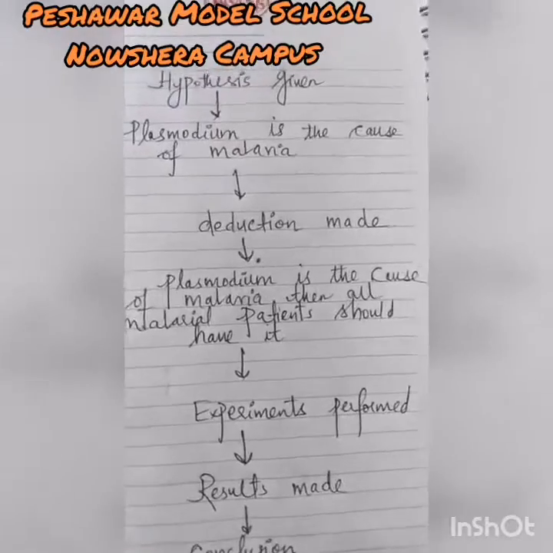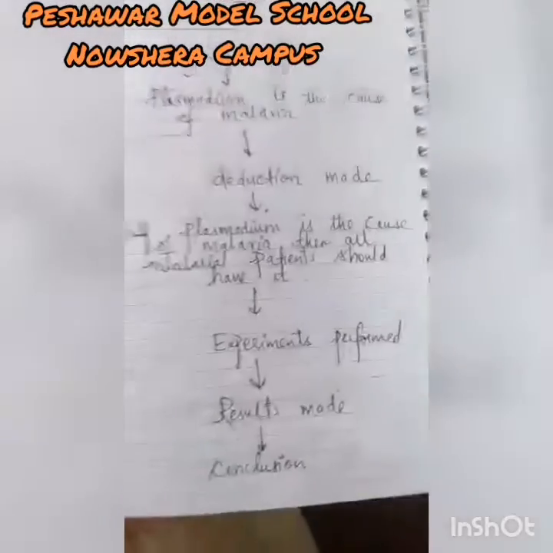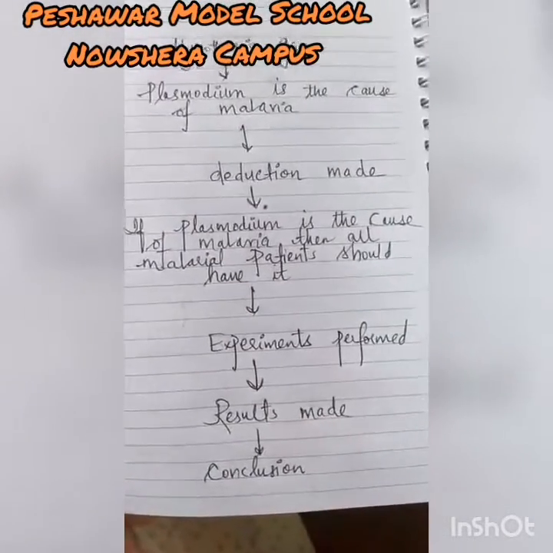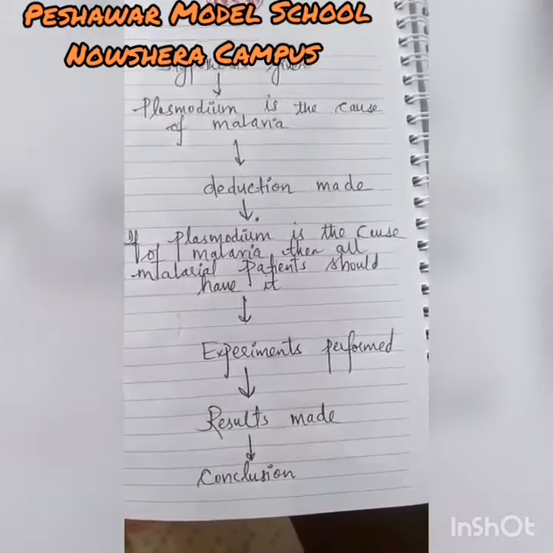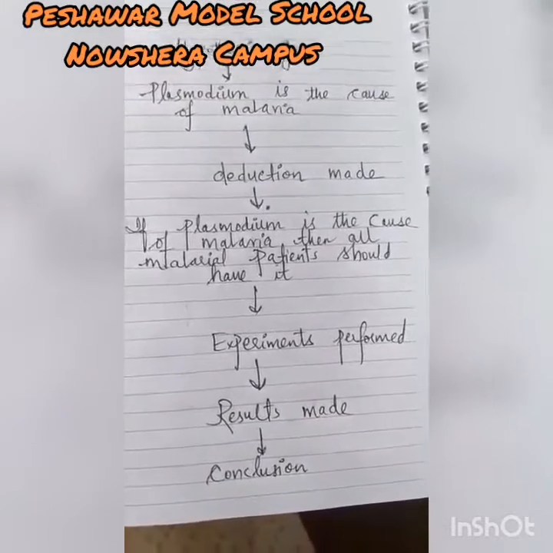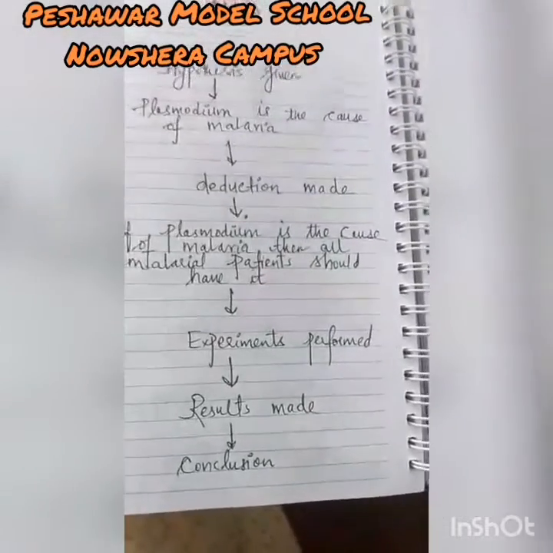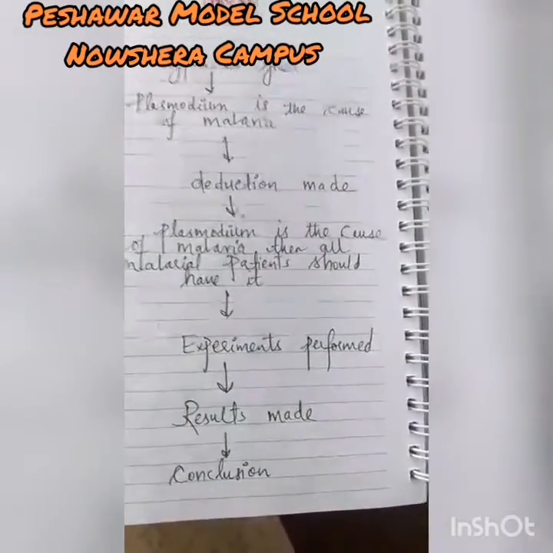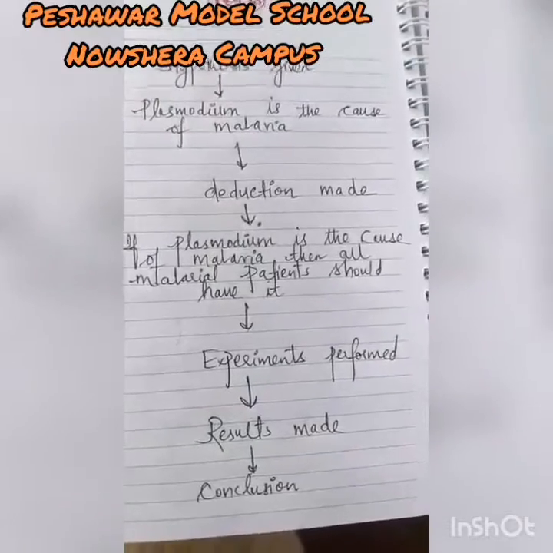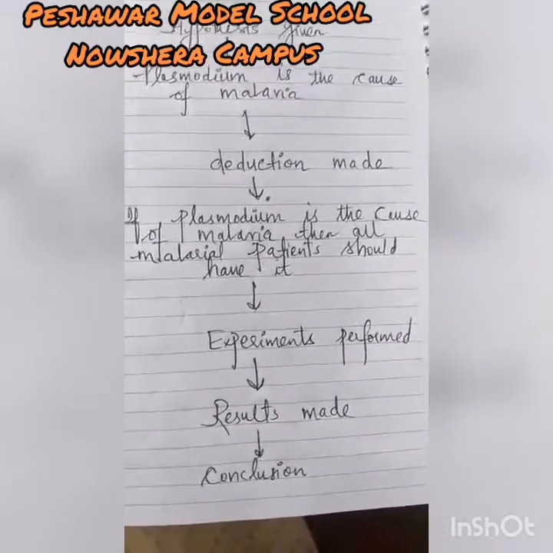Then deductions are made. What was the deduction? If plasmodium is the cause of malaria, then all the malarial patients should have it. If plasmodium is present in the blood of malaria patients, then all the patients having malaria should have plasmodium in it. Now, experiments were performed later.